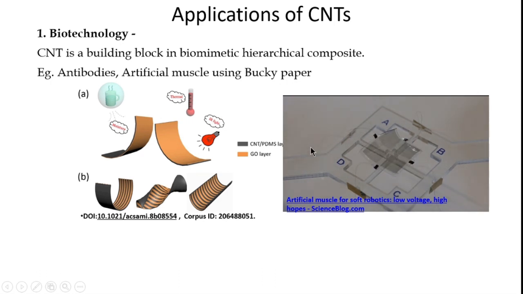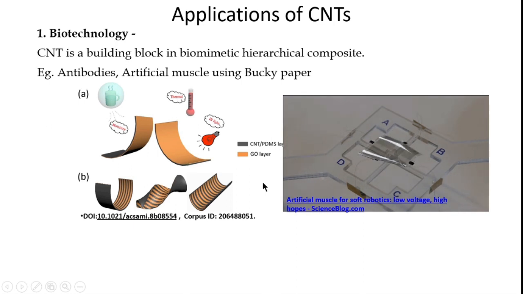How? The schematic is shown in this figure, A and B. Here you can see this grey shade. The grey side is made up of CNT, that is carbon nanotube, and a polymer layer. The other layer is made up of oxide. So when this sheet is exposed to moisture, it is twisted like this. When it is exposed to heat, then it just bends like this.